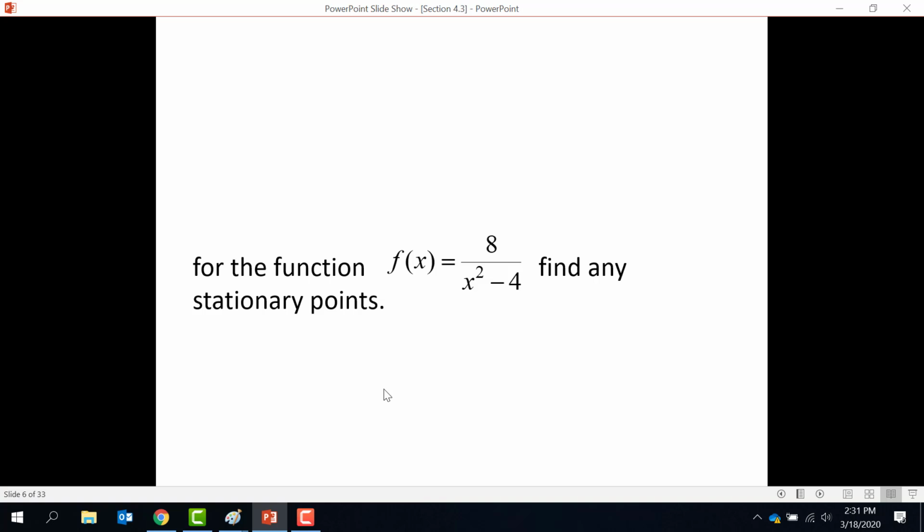Next, we want to find any stationary points. We've already said that we have a stationary point at 0, which means at (0, negative 2), which is the y-intercept, we have a stationary point.